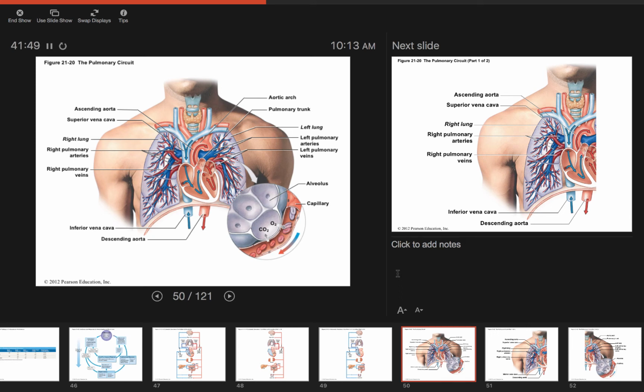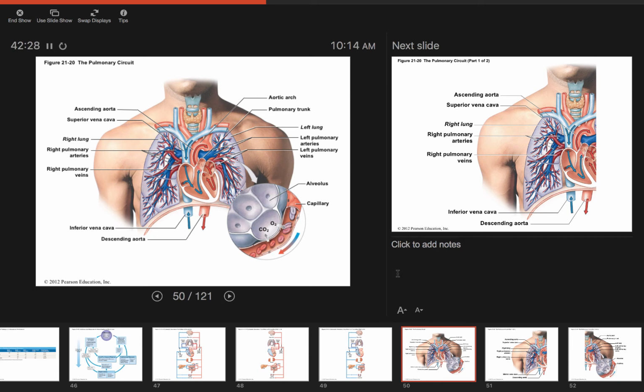Okay. So here's the heart. When we're talking about the pulmonary circuit, it's not going to be on any of the larger models. I'm really going to have it on the heart, probably. That's where you're going to see the majority of the vessels. The right side of the heart here pumps blood out through the pulmonary trunk. The pulmonary trunk then divides into the left pulmonary artery that goes to the left lung and the right pulmonary artery that goes to the right lung. You can see those really well on our heart model.